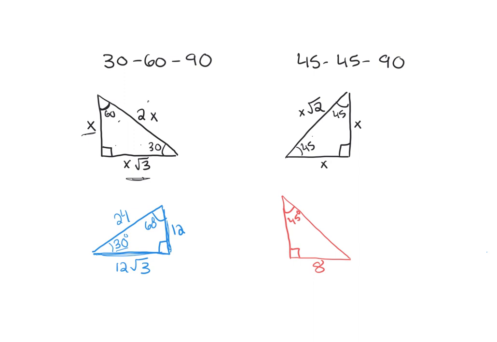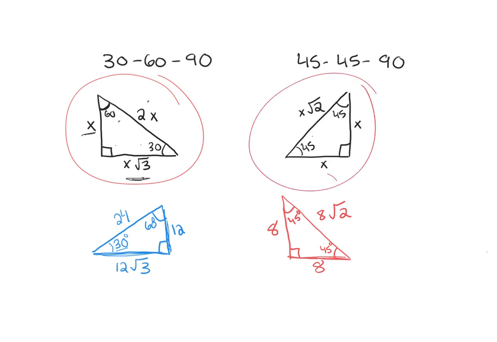And then here we have a triangle with 45 degrees and side length 8. If you see one 45, it automatically means this other one's going to be 45. So if one leg is 8, the other leg is also 8, and the hypotenuse would be 8 times the square root of 2. So these special triangles, you will need to memorize those special side lengths.